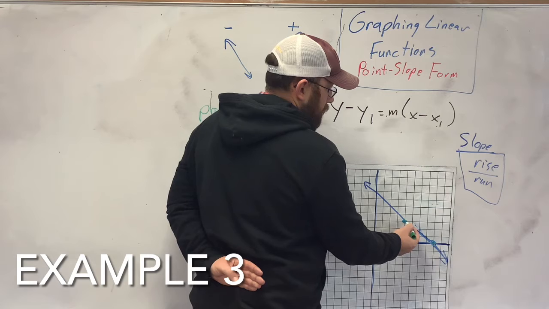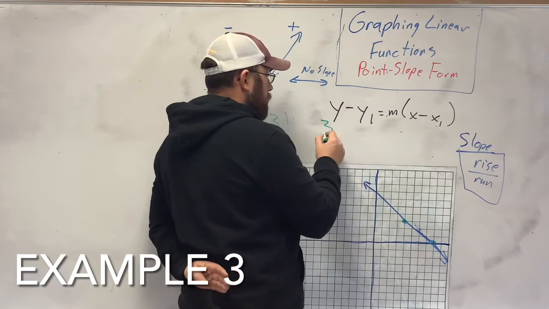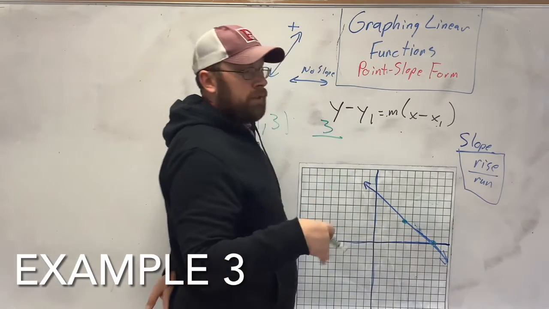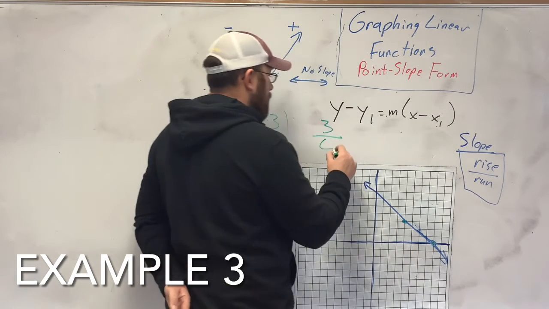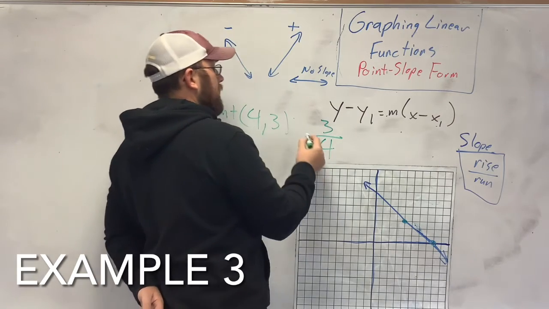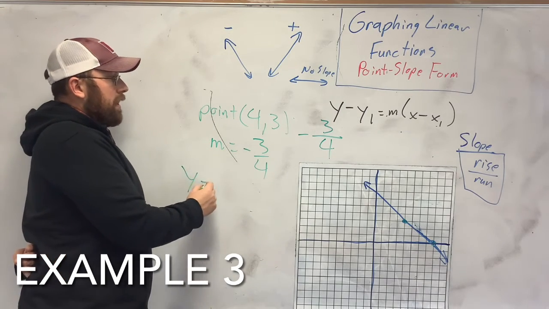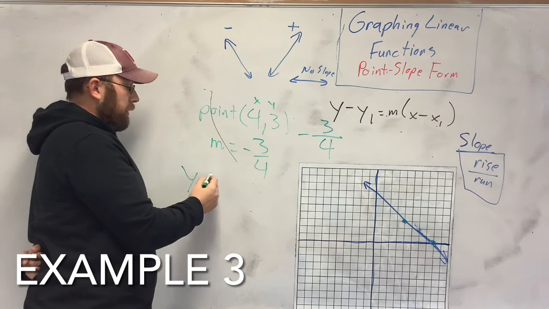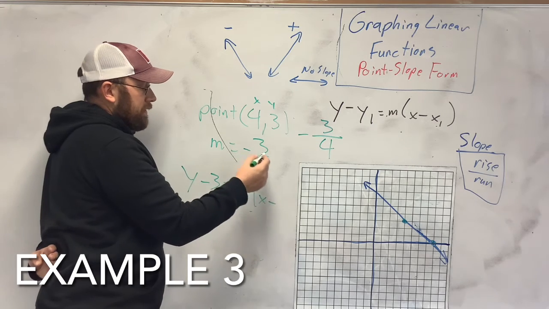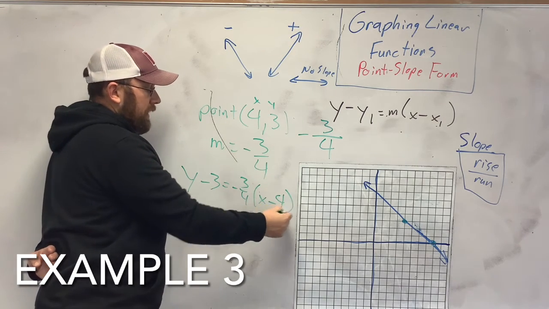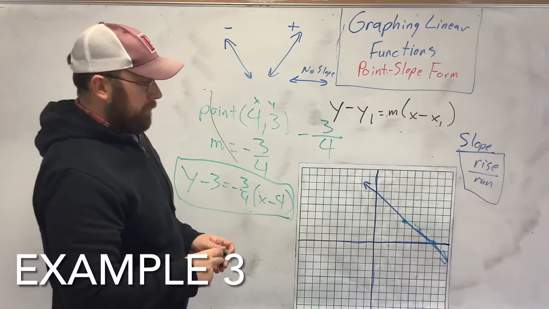All right, so my rise over my run. So 1, 2, 3. I rose 3. And it doesn't matter if you go up or down. 1, 2, 3, 4. I ran over 4. What shape is my line? Negative. Negative 3/4. So now I can throw everything in. So y minus my y point, which is 3, equals negative 3/4, which is my slope, times x minus my x point. And there you go. That is my point slope form from that graph.